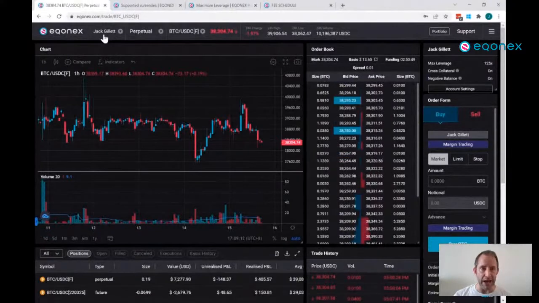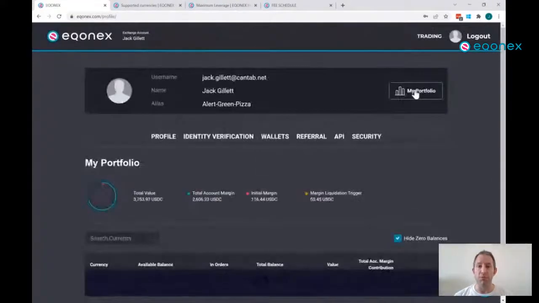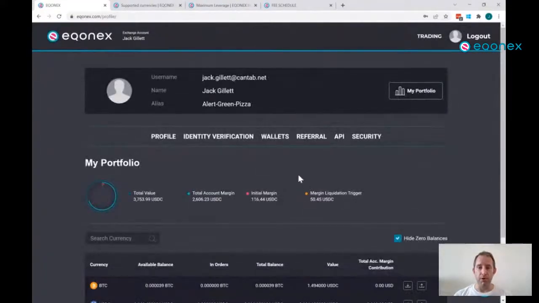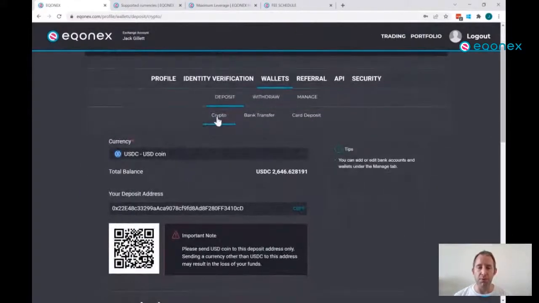I'm in my main account here, and you can see my name up in the top left-hand corner. If I go to the burger menu in the top right and go to account, we'll be able to find the options for depositing funds. If I go to wallets, then you can see we've got three options for depositing. You can either deposit fiat currency, so that's US dollars, or you can deposit crypto directly. The first thing we're going to look at is how you deposit fiat.